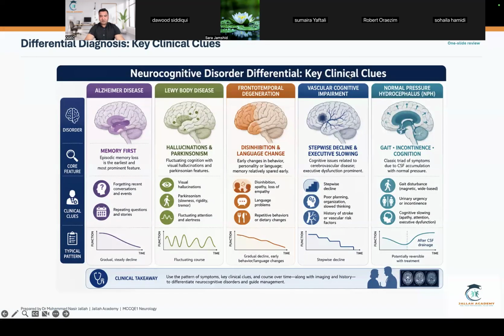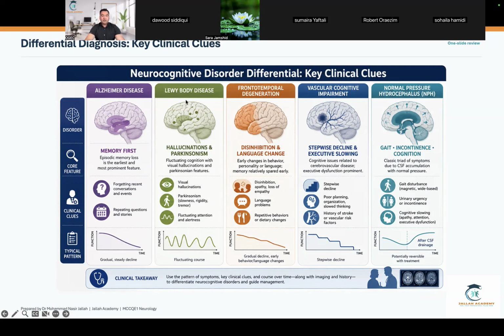Neurocognitive disorder differential, key clinical clues. So Alzheimer's disease: memory first. Episodic memory loss is the earliest and the most prominent feature, forgetting recent conversation and even repeating questions and stories. So the patient is gradually declining. If you notice, look at this, gradually declining.